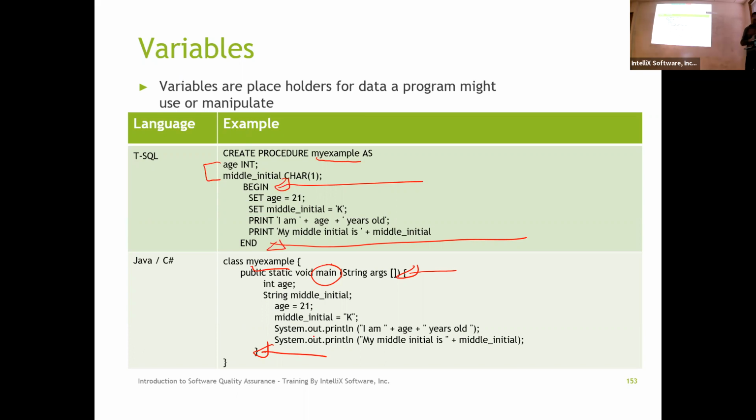In MySQL or T-SQL, you define the variable followed by what the type of that is. In Java, it's flipped around. You define something as integer and then the name of that variable, string and then the name of that variable. But it's performing the same thing. It's setting the age, middle initial, and using those two to print. Any questions on just simple basics?